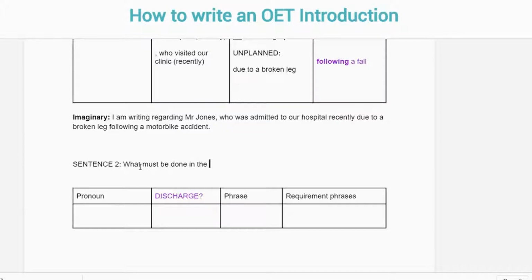Yeah, I would say in the future, right? But you could say what must be done. It could even be during and after the discharge. Good. Okay. Now this sentence is even easier than the next one, right? You're going to start with a pronoun. If it's Mr. Jones, we'll say he, and if it's Mrs. Jones, we'll say she.